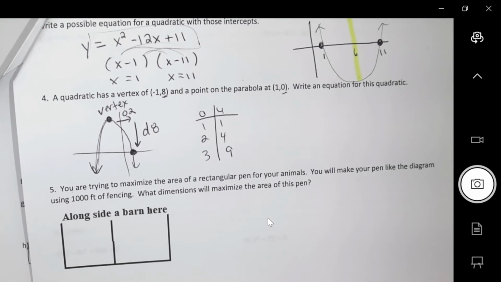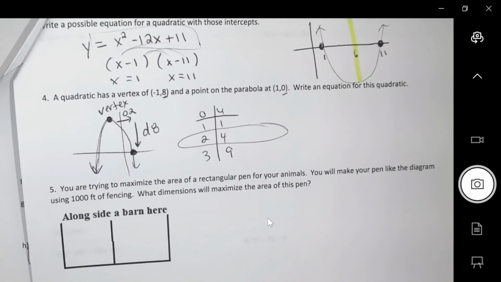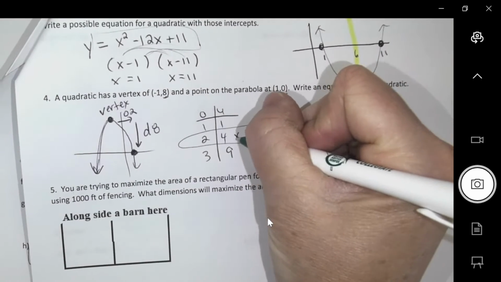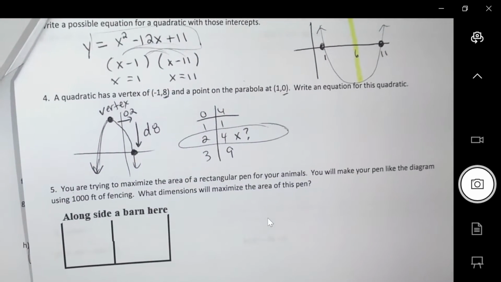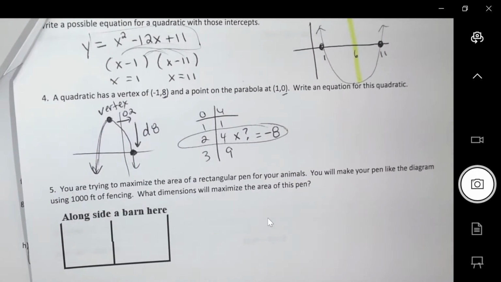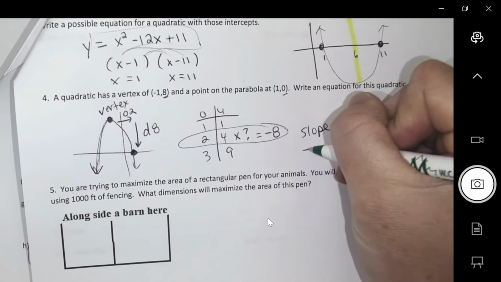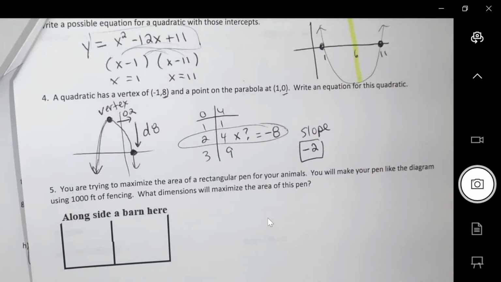Okay, that's not the pattern. That's not what I should have done. I should have done 2, 4. I should go 2 over, 4 up. So here's my question. What did I multiply by, in a way that I went down 8? What's the slope? -2?